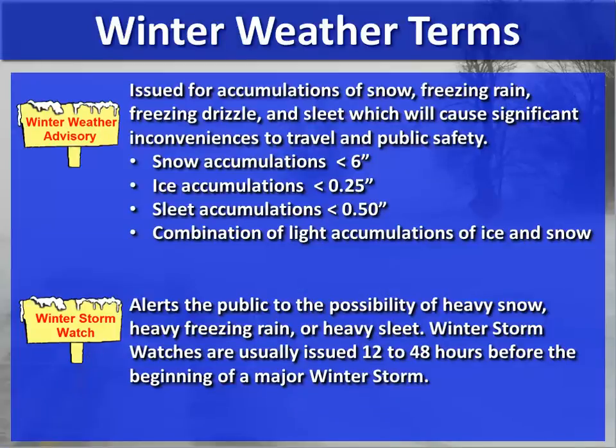Now, winter weather terms: you'll hear these occasionally on your local media or local TV stations if you hear or see products that we issue out of here at the National Weather Service office. A winter weather advisory is usually issued for accumulations of snow, freezing rain, freezing drizzle, or sleet, which will cause significant inconveniences to travel and public safety. Usually snow accumulations less than 6 inches, ice accumulations less than 1/4 of an inch, sleet accumulations less than 1/2 an inch, or a combination of all of the above of light accumulations of ice and snow.